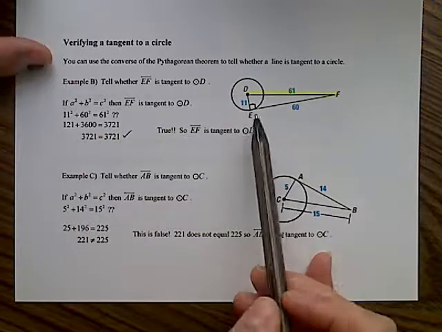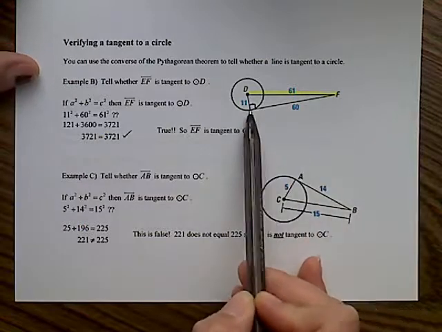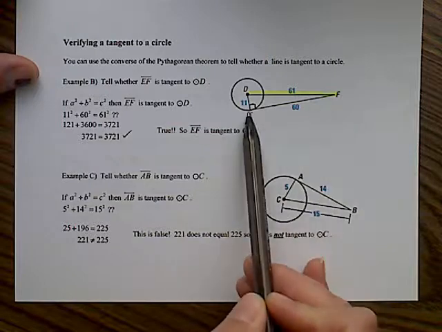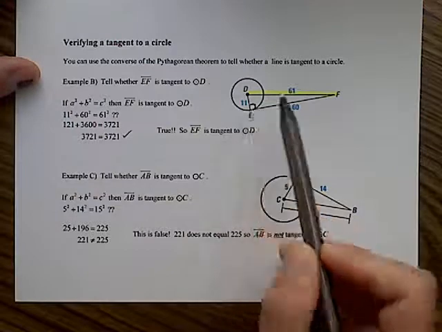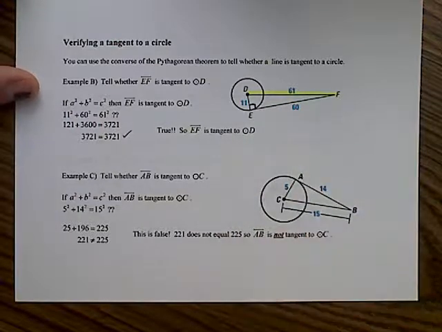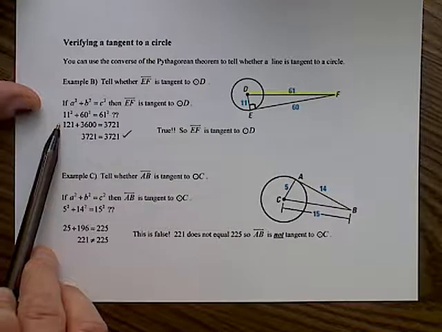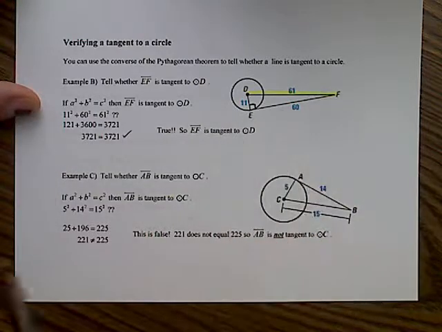Now, remember that the radius and a tangent will intersect at the point of tangency and create a 90-degree angle when that line is in fact tangent. So this becomes our right angle here. This highlighted segment here is our hypotenuse. That's the longest side. And now we just want to math it out to verify that, oh yeah, look, 3,721 does equal itself. Therefore, segment EF is tangent to the circle.